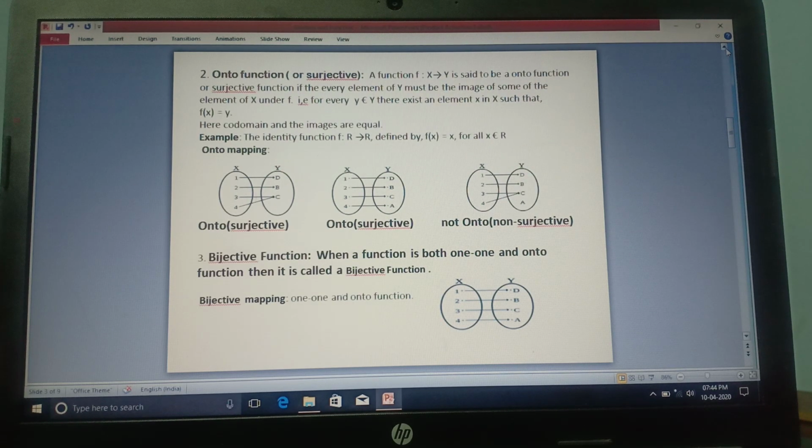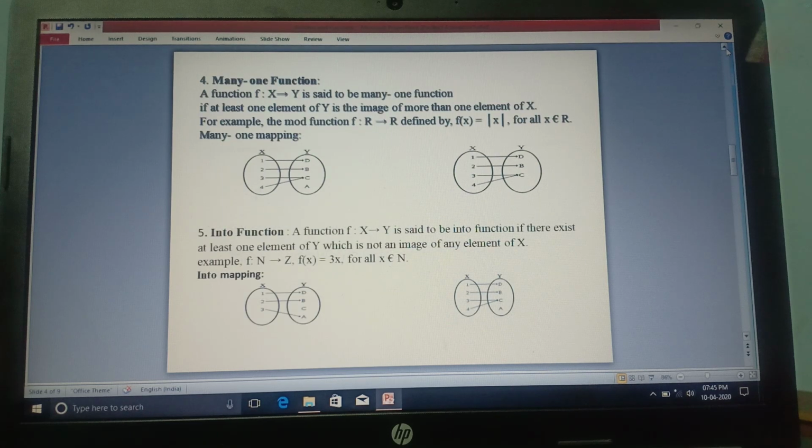Next type of function is the bijective function. It is a function that follows both 1-1 and onto criteria. Here you can see in this mapping that all the elements in X have distinct images, so it is 1-1, and all the elements in the codomain are images of some elements in X, so it follows the rule of an onto function. So it is both 1-1 and onto, and such a type of function is called a bijective function.